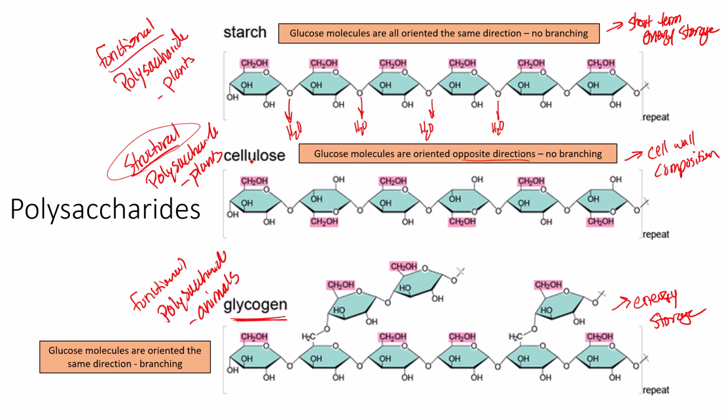Plants have two polysaccharides, one functional and one structural. Starch, cellulose, both plant-based, glycogen, animal-based.